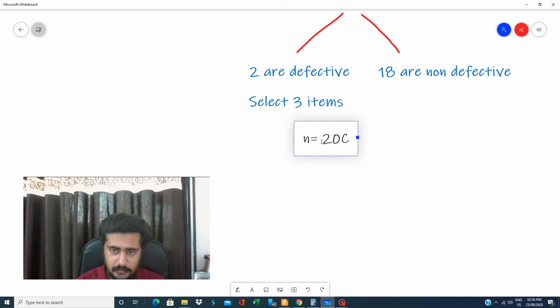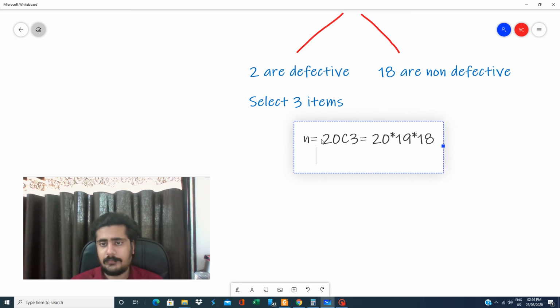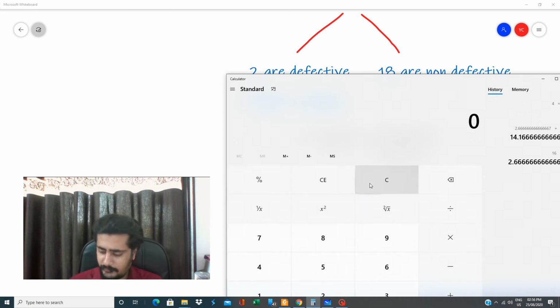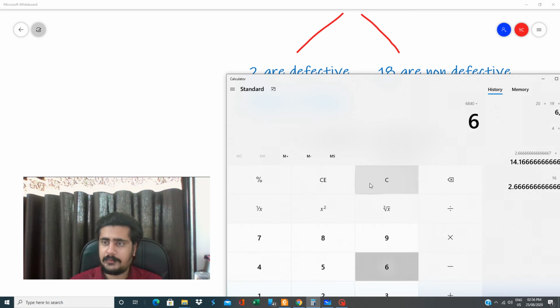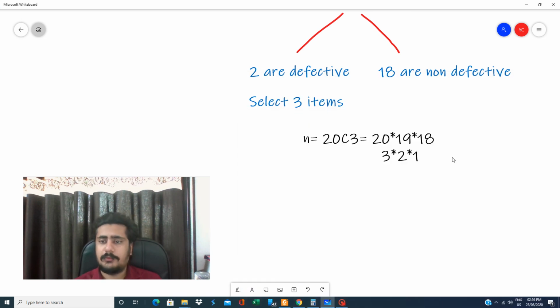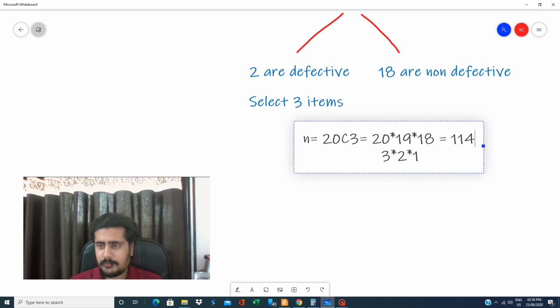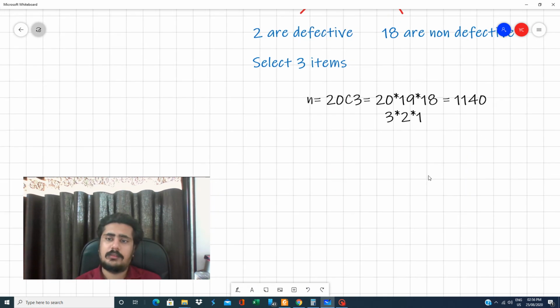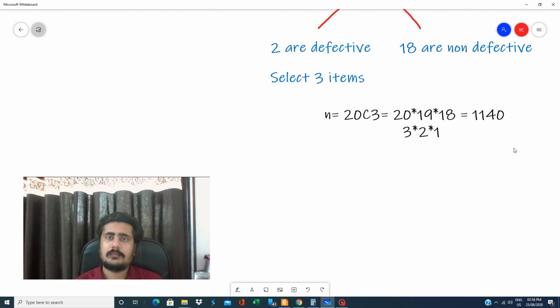So total your n is 20C3. How to solve this 20C3? It's 20 into 19 into 18 upon 3 into 2 into 1. So it's 20 into 19 into 18 upon 6. So it's 1140. So your n is 1140.